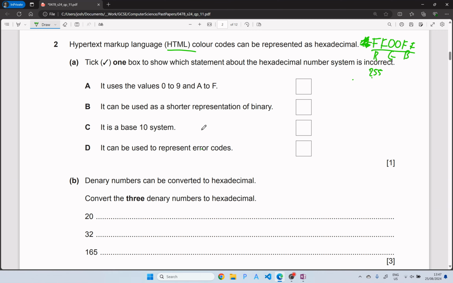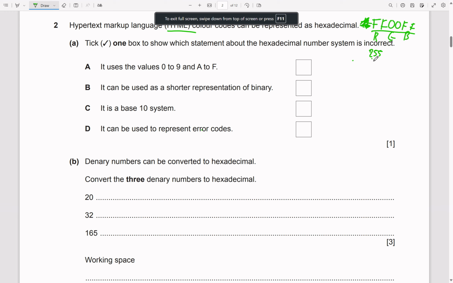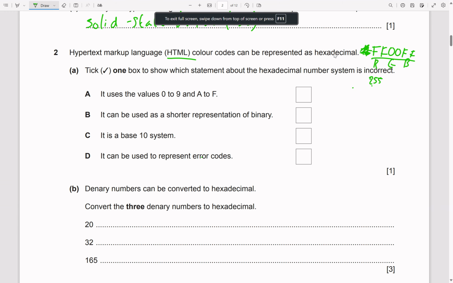Let me just make that full screen again. Okay, there we go. So it's saying we've got 255 red, then 0 green, and 255 blue. So effectively this is 100% red, 0 green, 100% blue. So that's going to be, I guess, purple.